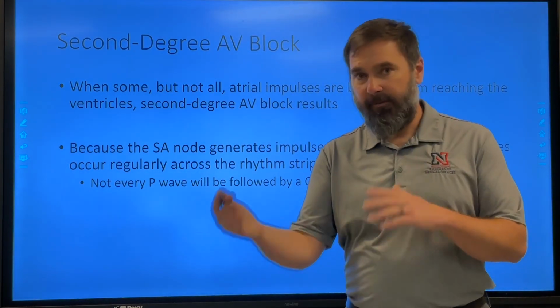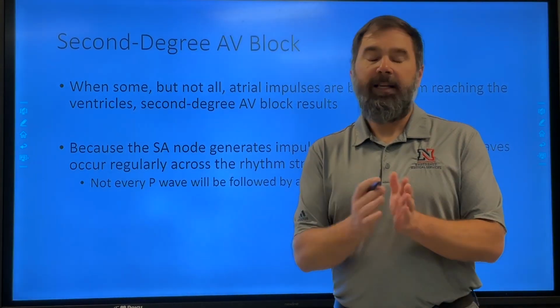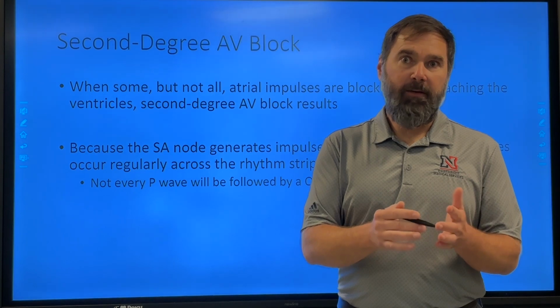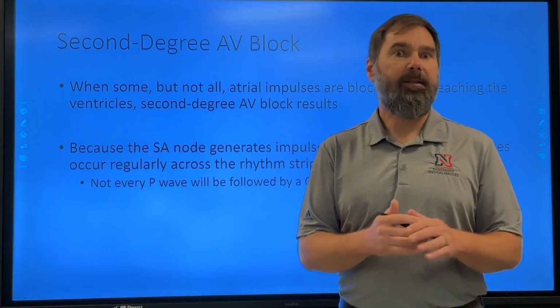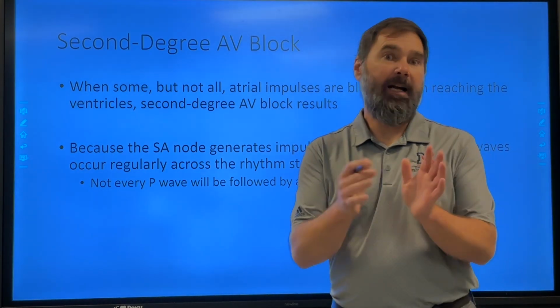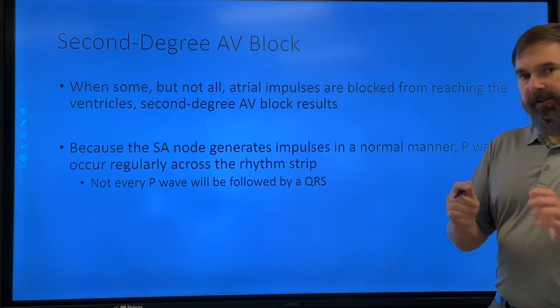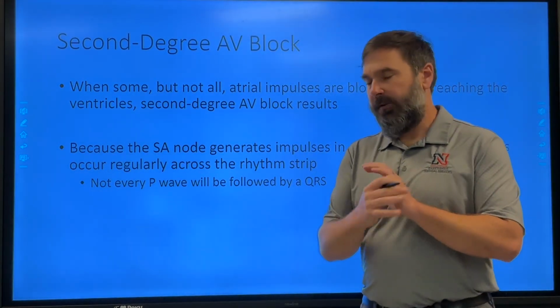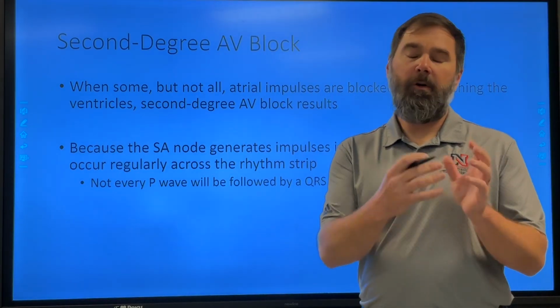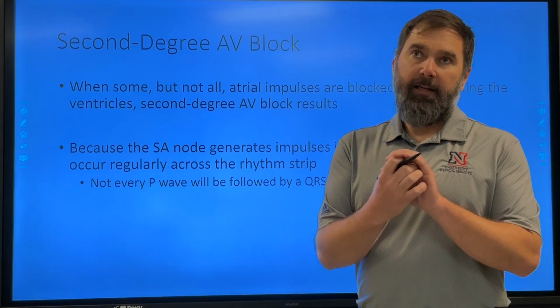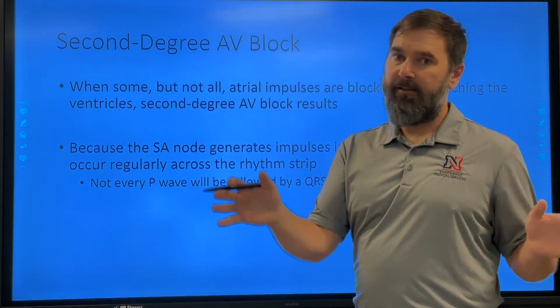And if not, then that makes the rhythm irregular. And if we don't have one P wave for every QRS, then what's causing it? Or do we not have a QRS for every P wave, I should say? But there's nothing wrong with the sinus mechanism there. There's nothing wrong with the SA node. The problem is occurring at the AV node or AV junction. So the sinus is still depolarizing the atria.